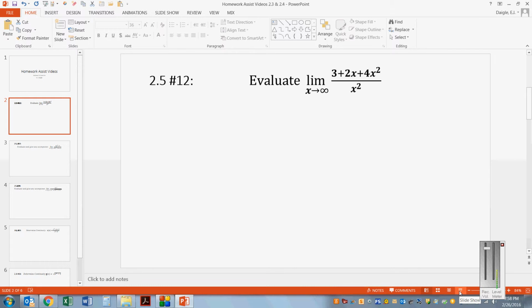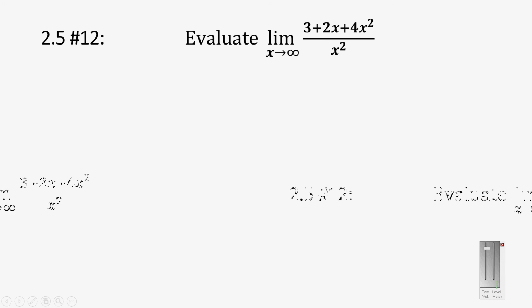Alright, so let's go ahead and take a look at homework 2.5, or the homework for sections 2.5 and 2.6. First one is 2.5, number 12, which is to evaluate the limit as x goes to infinity of (3 + 2x + 4x squared) all over x squared.